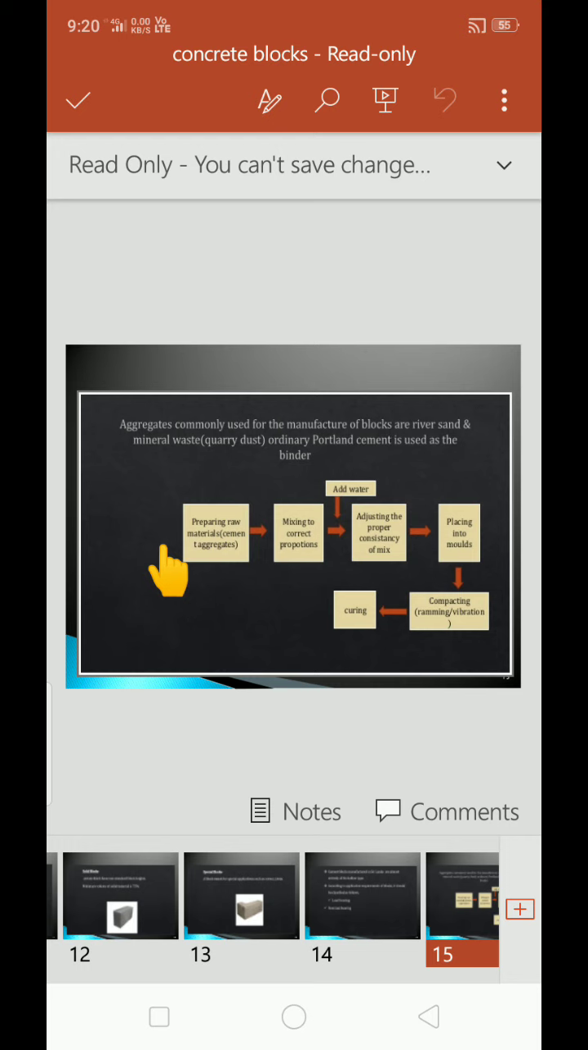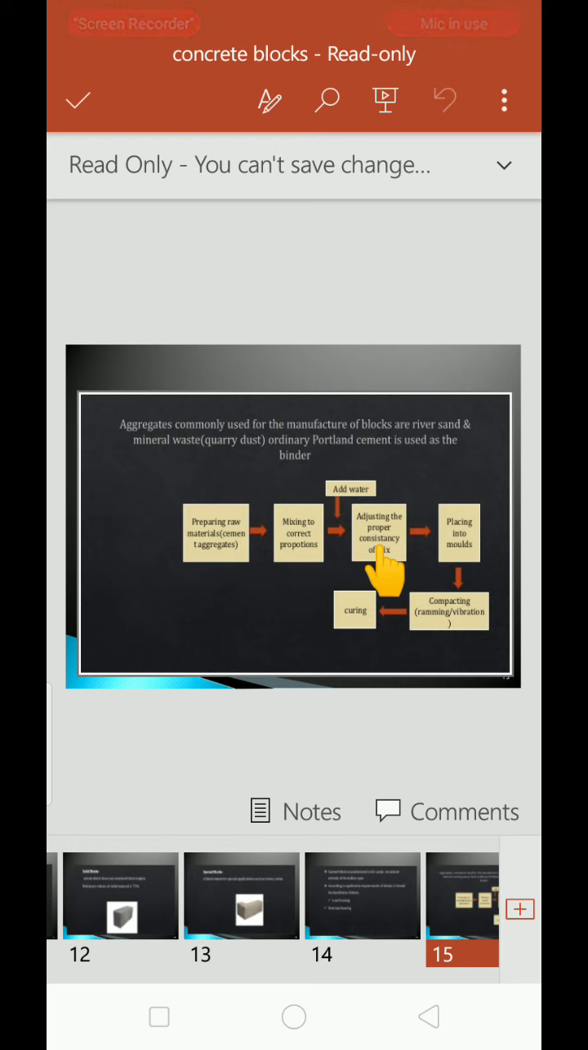Coarse aggregate means we will call it gravel, and fine aggregate is sand. Mixing of this proportion in a correct way, cement and aggregate we are going to mix in a proper way, then we will add the water. First we mix it dry, then we add the water, then adjust the proper consistency of the mix, means we need some proper consistency.